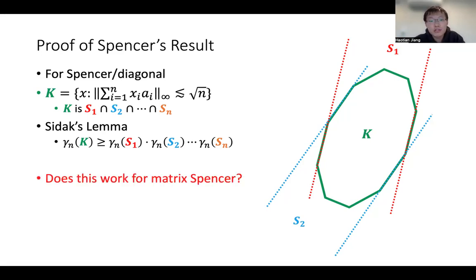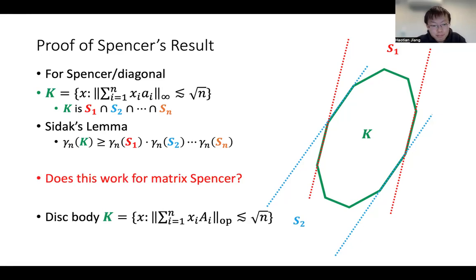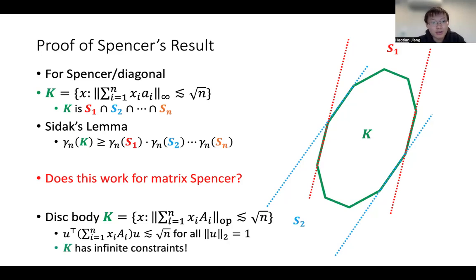But does this same strategy work for Matrix Spencer? For matrices, the discrepancy body K has this operator norm constraint. This means u transpose times the sum of x_i A_i times u is at most a constant times root n for all unit vectors u. And if you discretize, this is still an exponential number of constraints. So you cannot use the same technique as in the diagonal case to prove the Gaussian measure lower bound for K.